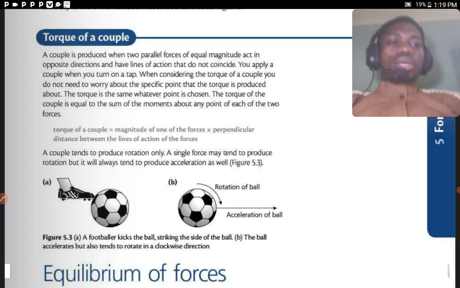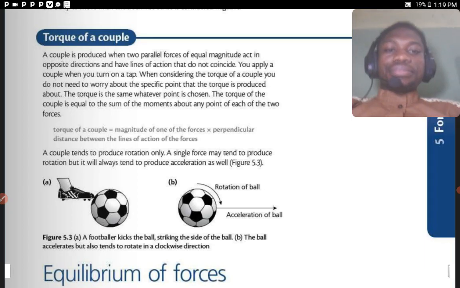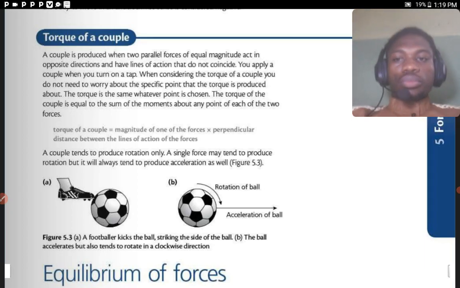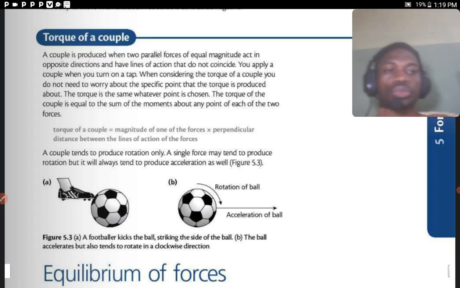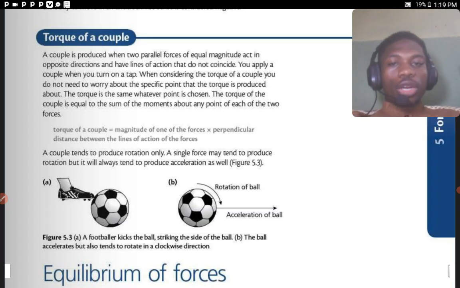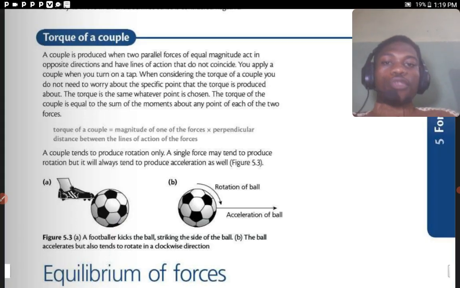Okay guys, so now the moment of a couple is equal to the magnitude of one of the forces times the perpendicular distance between the lines of action of the forces.